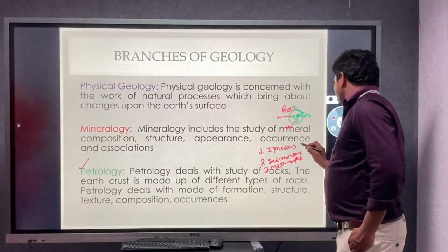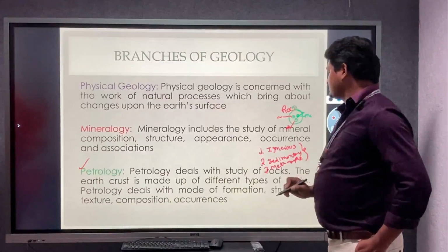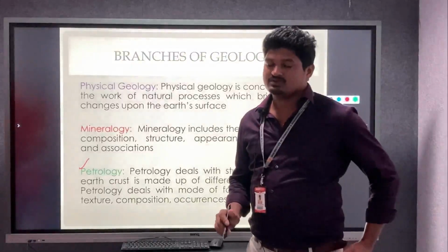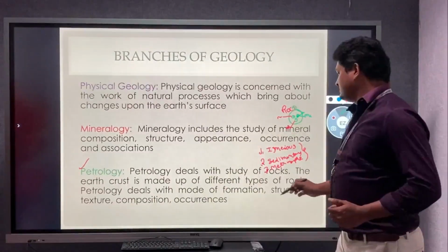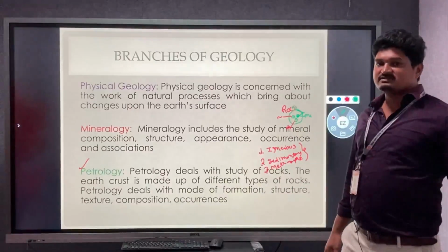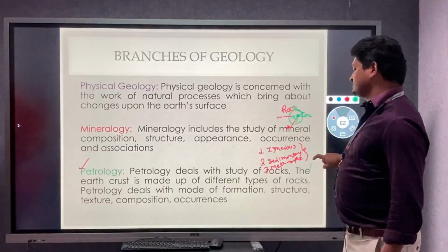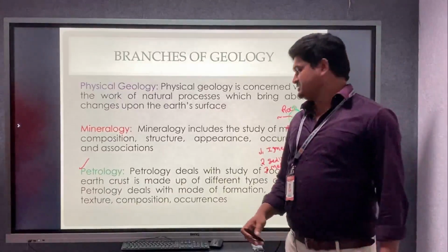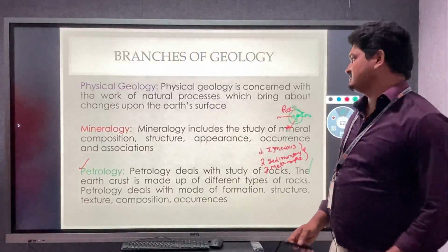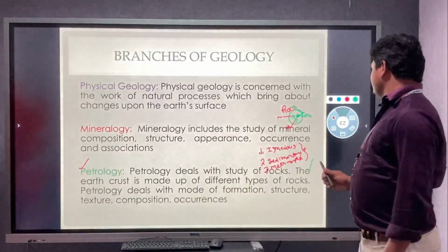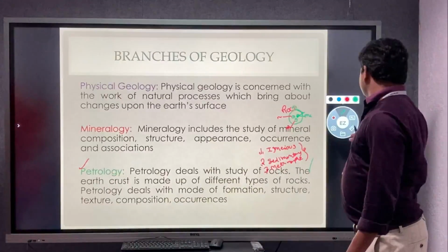In the petrology chapter, we learn about different types of igneous rocks, metamorphic rocks and sedimentary rocks. Petrology deals with different types of rocks, their mode of formation, the different types of texture, structure, composition and occurrence.